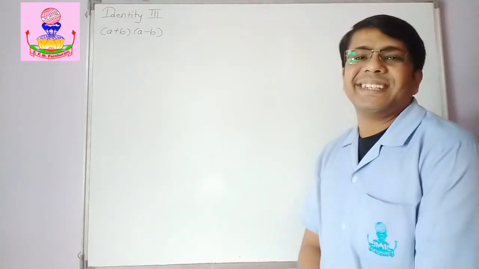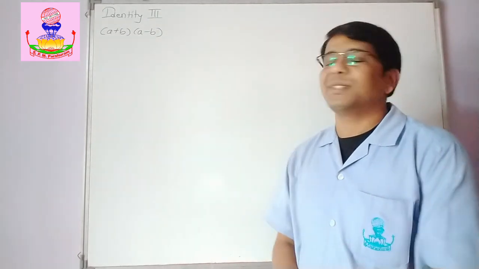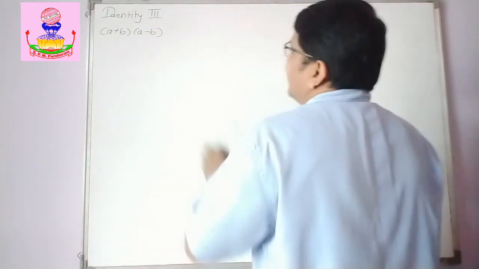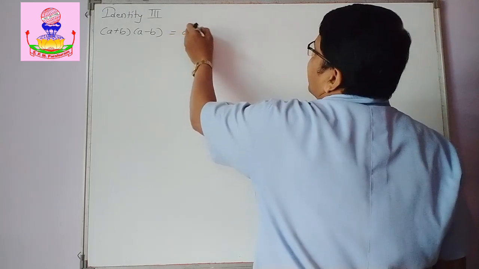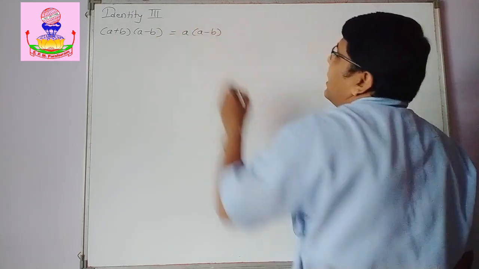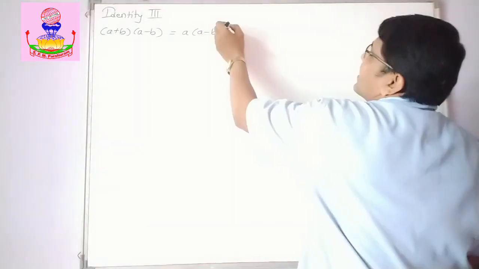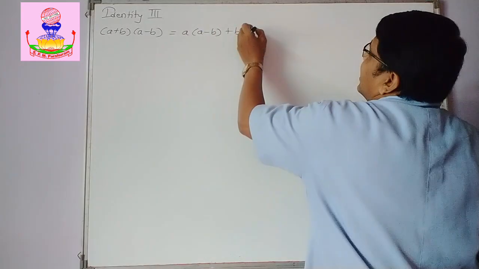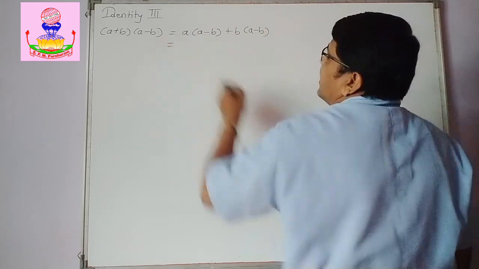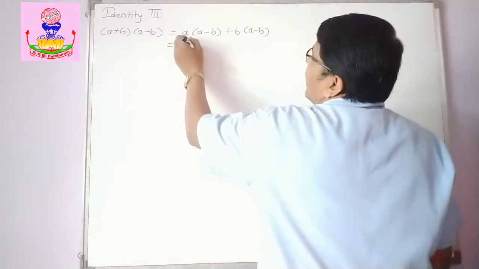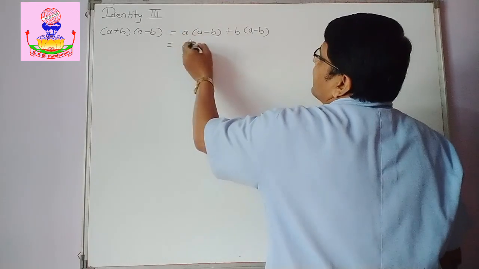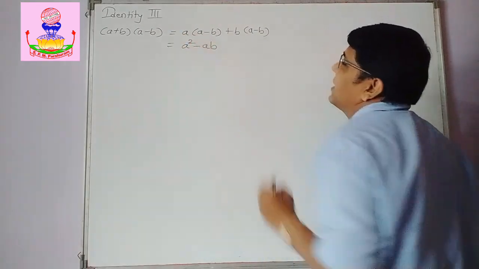Now let's move to the third identity. The third identity is (a plus b) into (a minus b). Again, multiplication of binomial by binomial. So open one of the brackets. So a into (a minus b) plus b into (a minus b). So that is multiplication of monomial by binomial.